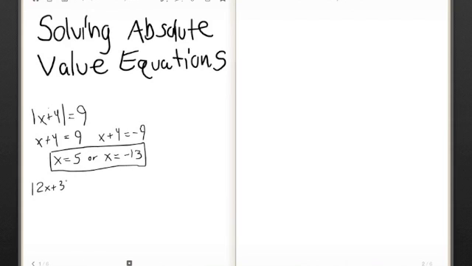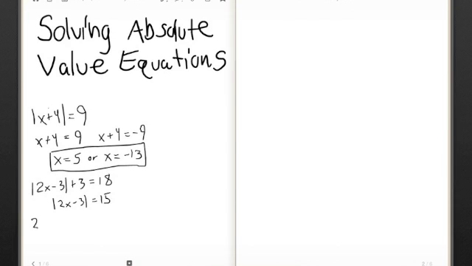Okay, let's try the absolute value of 2x minus 3 plus 3 equals 18. So the first thing we want to do is get rid of the plus 3 and just isolate the absolute value like that. So now we have the absolute value of 2x minus 3 equals 15.